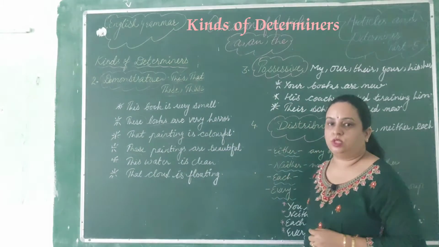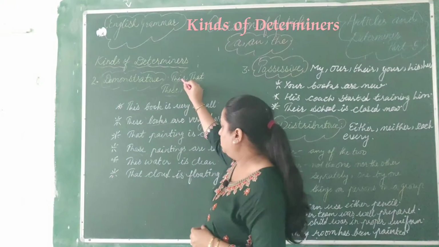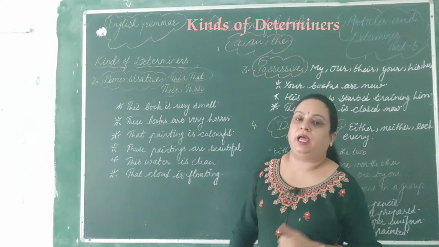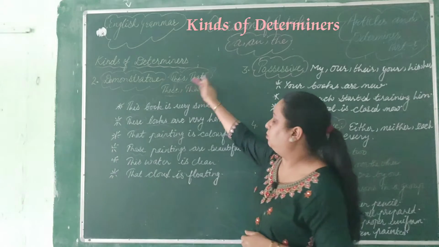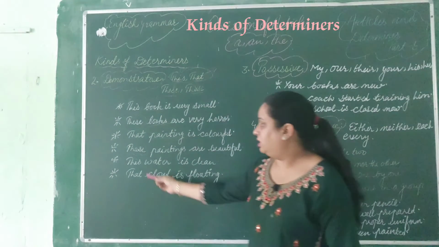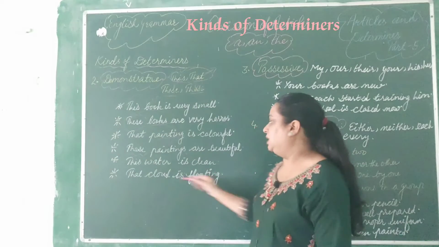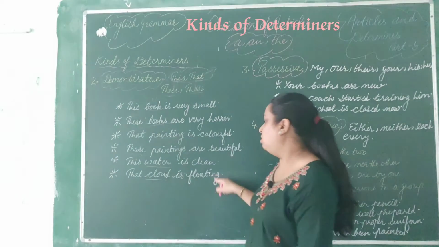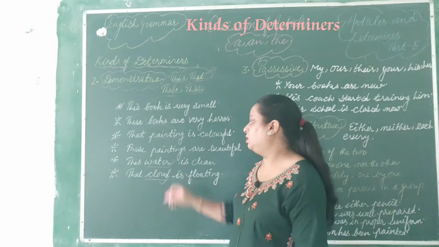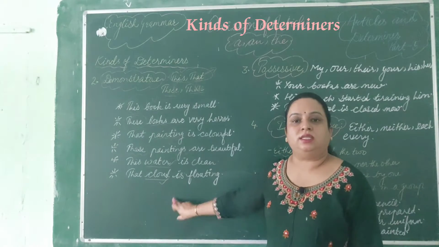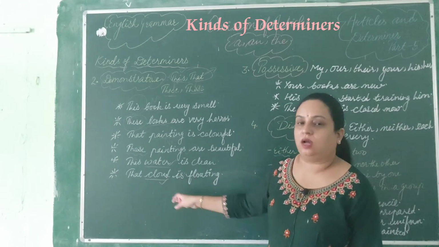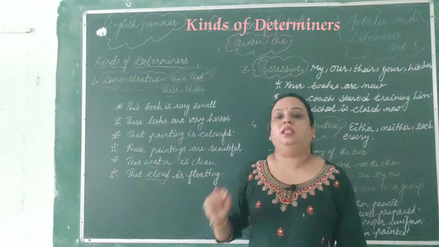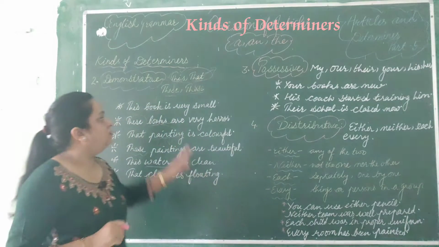One important thing I want to tell you, that these words, this and that, can be used with both countables and uncountables. So I've written some examples, like this water is clean. Water is uncountable. That cloud is floating. Cloud is countable. So we can use this and that with both countable and uncountable nouns. Okay, so this was demonstrative determiner.